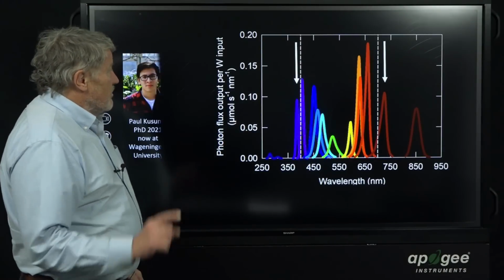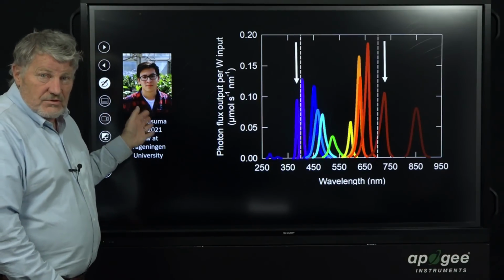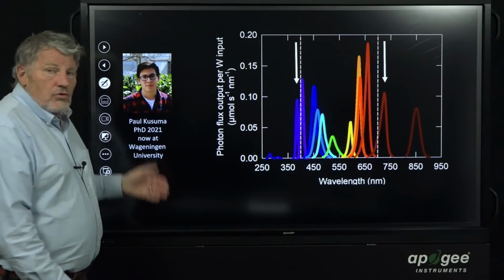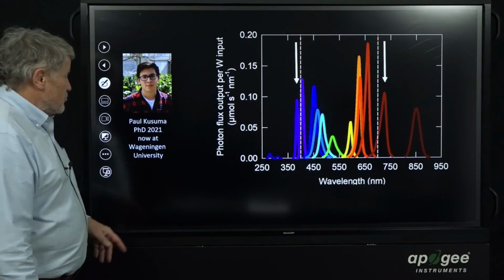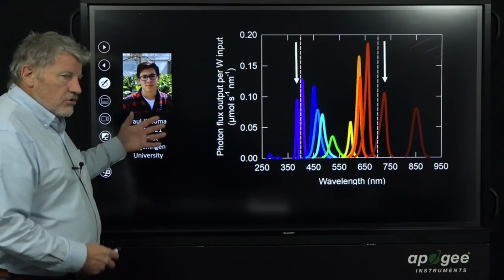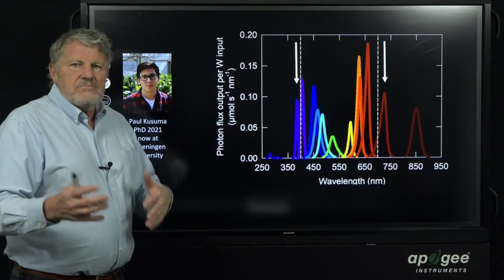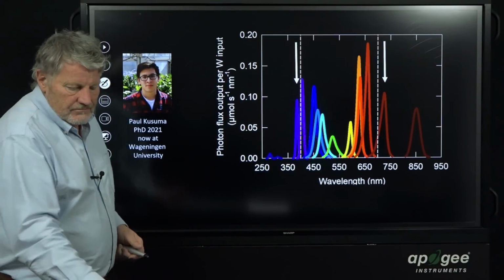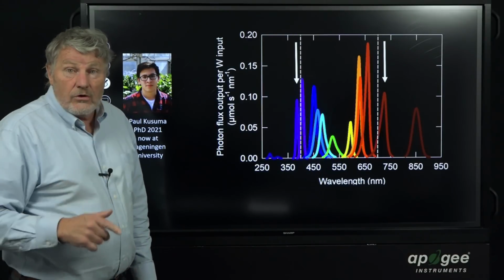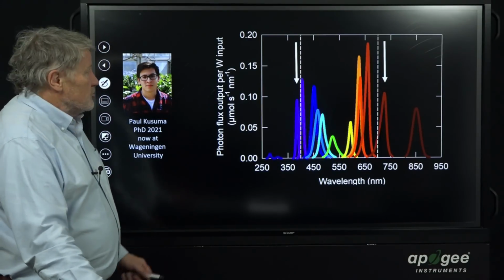This graph was made by Paul Kusuma, who got his PhD with me in 2021. Last year he graduated. He's now at Wageningen University. So we've had a long relationship with Wageningen, sharing talent back and forth, and we've worked closely with Leo Marcelis there. It's been a great relationship.